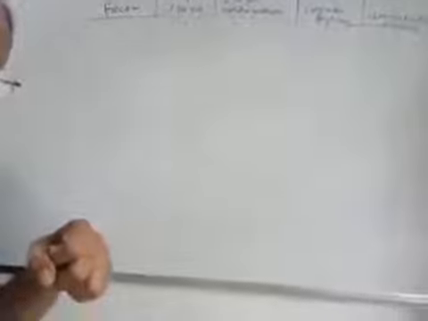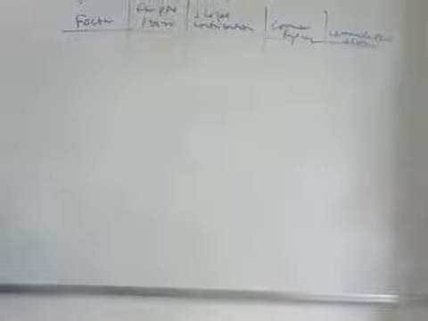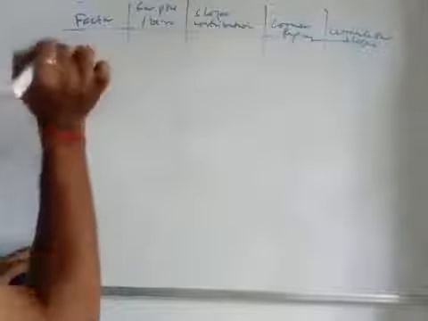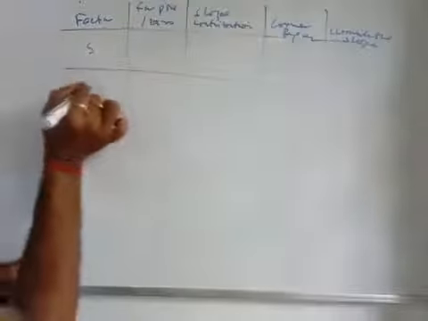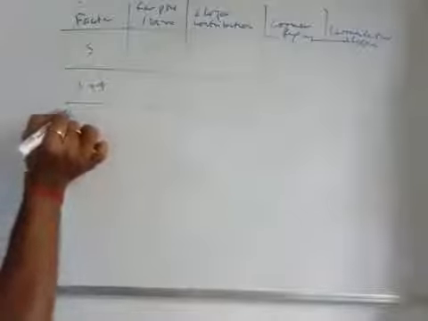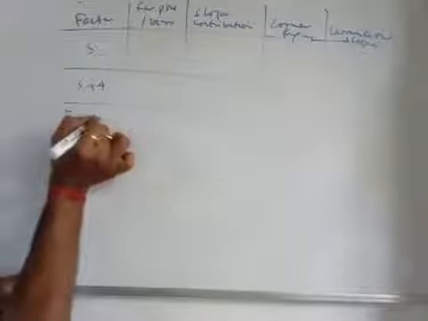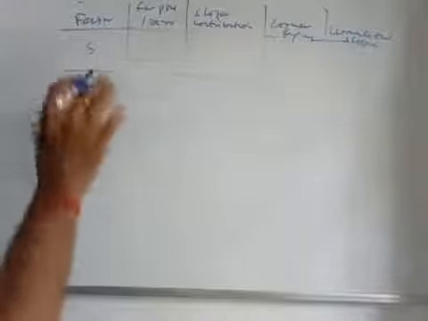Next, you see here, I can make this table complete. So according to the problem given, what are the factors? First factor s. Next, what is the factor? You see this is s plus 4, and another factor was s square plus 4s plus 25, right? So these are the three factors given in this case.